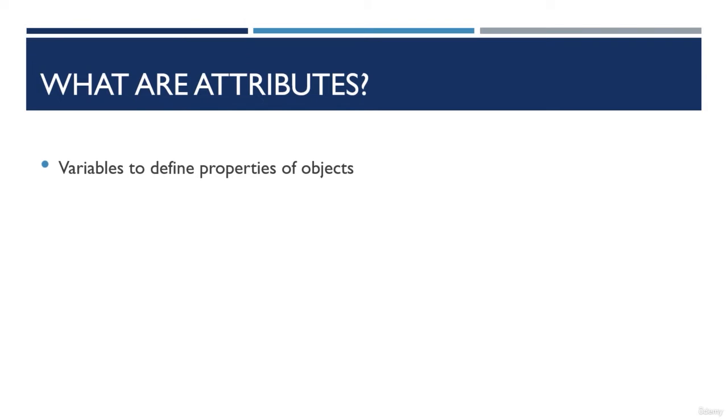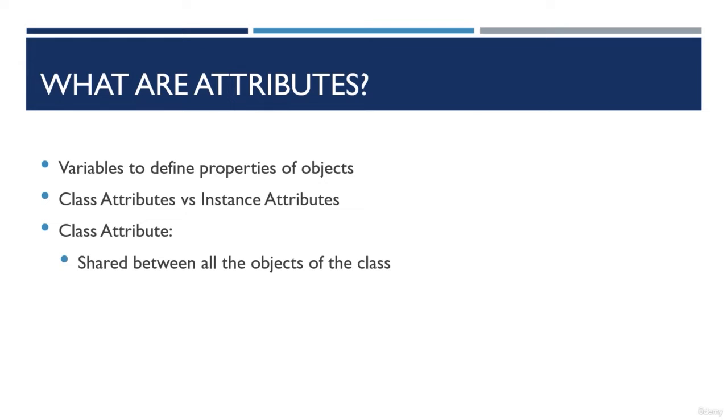And there are two types of attributes. The first type is called class attribute and the second type is called instance attribute. What is the meaning of them and what is the difference between them? The class attribute in the Python programming language is a variable that is shared between all the objects of the class. Within the body of a class, if you have a normal variable that is shared between all the objects of the class to define a property for all the objects of that class, this is called class attribute.